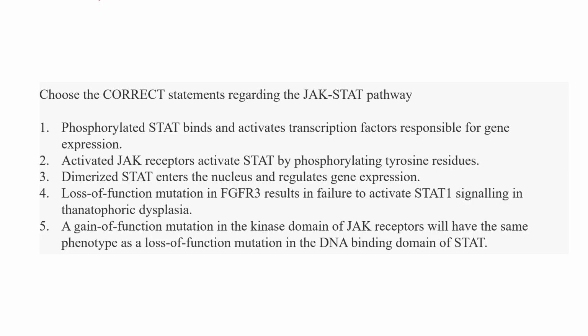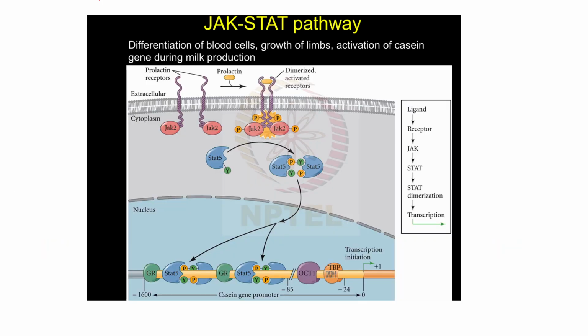Okay, so let us discuss. To understand this question, we should know what the JAK-STAT pathway is. The JAK-STAT pathway is basically involved in the differentiation of blood cells, growth of limbs, and activation of the casein gene during milk production. What happens first, as you can see, is that the ligand binds to the receptor. Before the ligand binds, the receptors are separate, and when the ligand comes, it binds to the receptor and then the receptor gets dimerized.